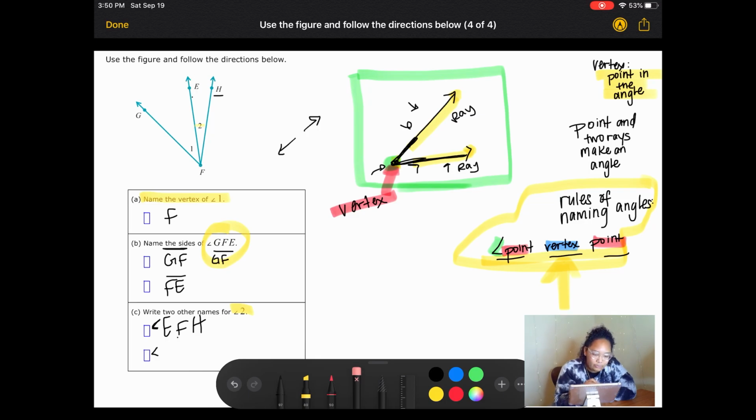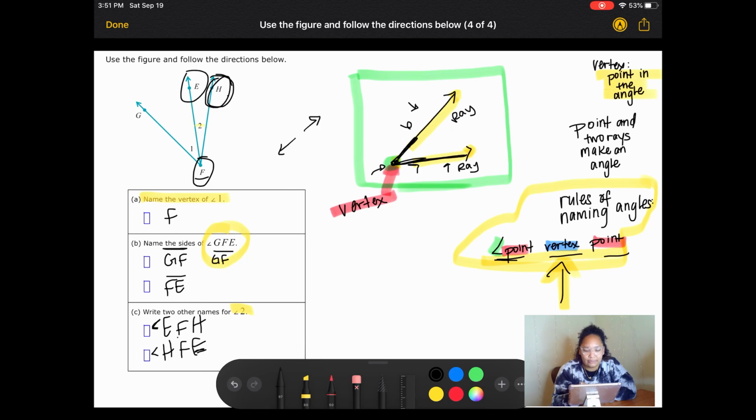Now, it says two other names. And you're like, well, there's only three points. How am I supposed to do that? Well, reverse it. It doesn't matter which order you go in as long as the F, the vertex, is in the middle. So I'm going to put my vertex in the middle and reverse it: H, F, E. So it follows that same pattern again: point right here, vertex F, and then point E.